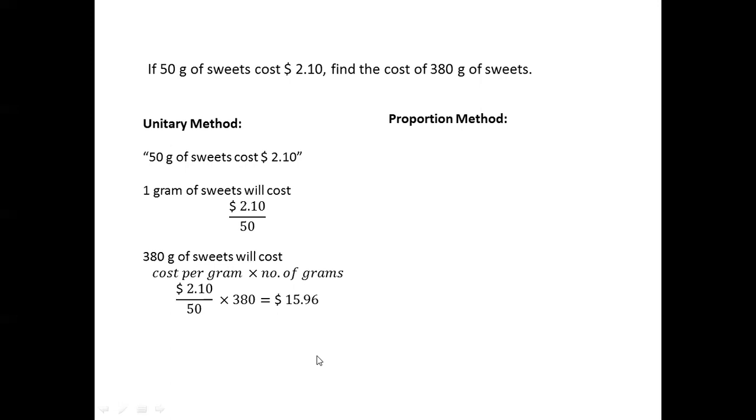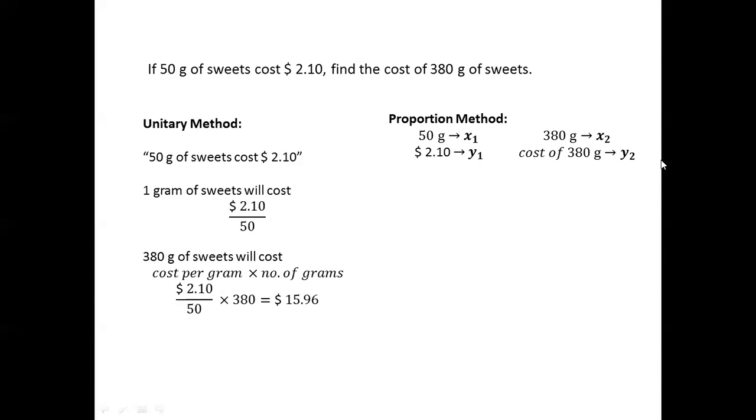Okay, the next method that we can use is the proportion method. In proportion method, our goal is to make use of the concept that the rate y over x is constant. Therefore, we'll be assigning quantities or variables like y sub 1, x sub 1, y sub 2, x sub 2. Let's begin. So we can assign 50 grams to be x sub 1, $2.10 to be y sub 1, 380 grams as x sub 2, and the cost of 380 grams to be y sub 2.